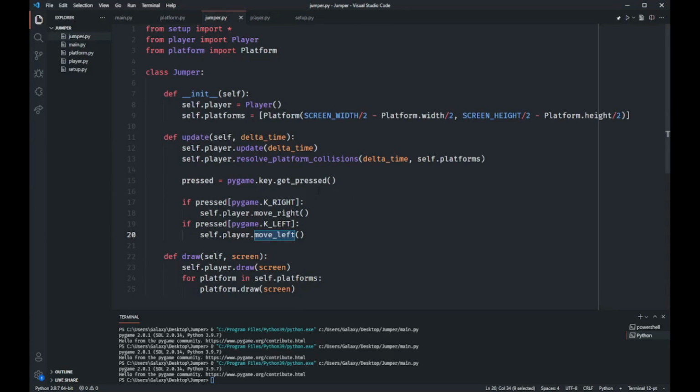So over here in update, all we do is this. Everything else is the same as previous week. We basically get the pressed keys, and then we check if the right or left is pressed. And this is also available in the PDF, so if you ever want to look back.